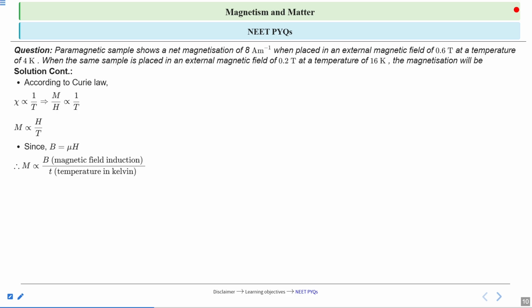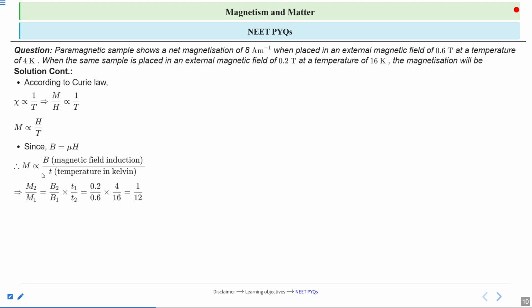So can we write M proportional to B by T? Here we are taking small t as the temperature symbol. Capital T is also generalized; in the law capital T is used, but in this particular question we are using small t. T is temperature in Kelvin, and B is magnetic field induction. So M is proportional to H by T. H is equal to B by mu, so H is proportional to B. Therefore M is proportional to B by T, magnetic field induction upon temperature in Kelvin.